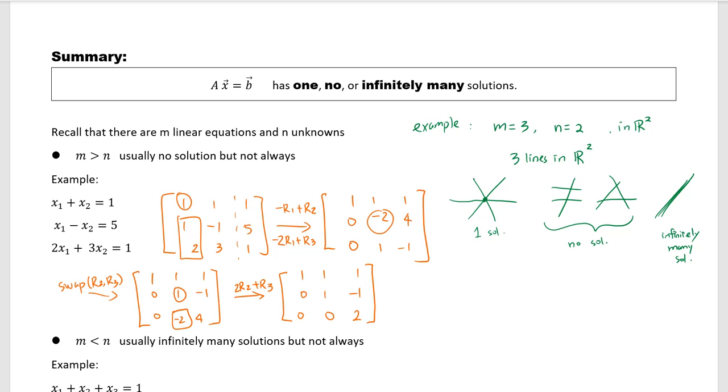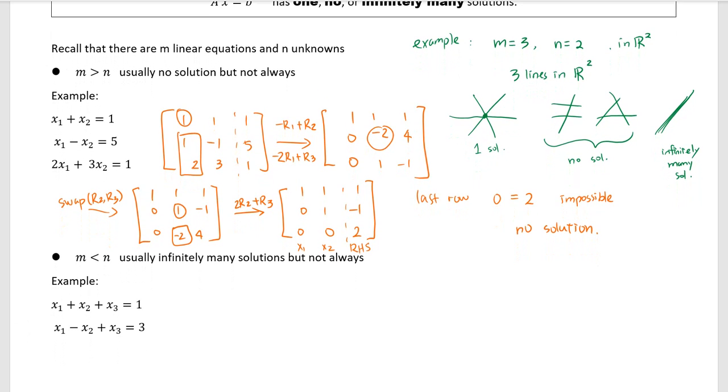Can you see what happened? Look at the last row. Remember, the first column is the coefficient of x1, the second column is the coefficient of x2, and the last column corresponds to the right-hand side of the linear system. So the last row tells us that 0 equals 2, which is impossible. So that's why we have no solution for this example.